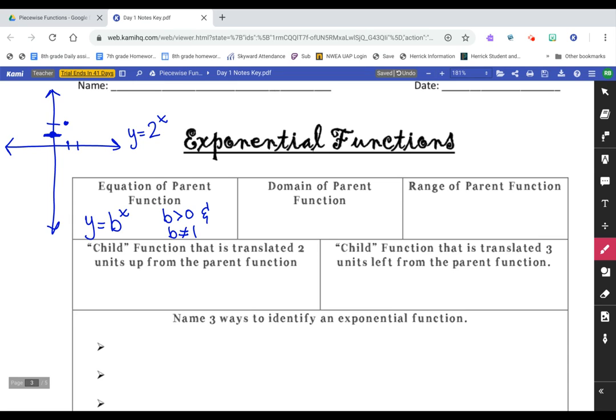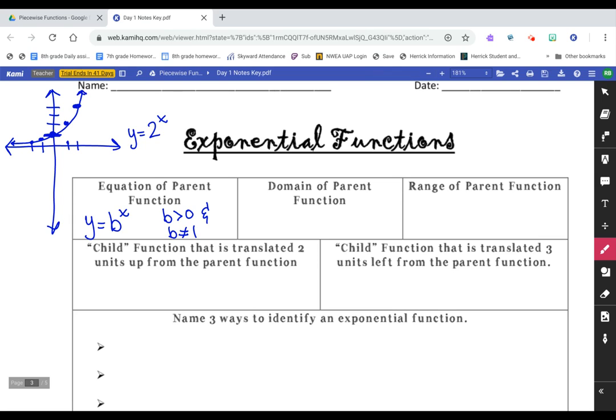When x is 2, y would be 4. And if we made x negative 1, you would get 1/2, because remember, that would make it 1 over 2 to the first power. And if x was negative 2, that would be 1/4. And remember, with this parent function, it's never going to go below the x-axis.